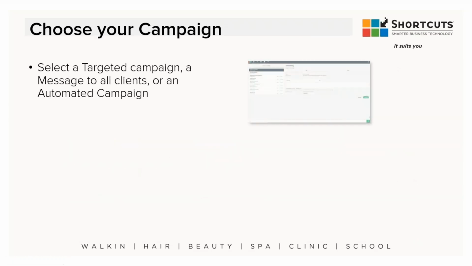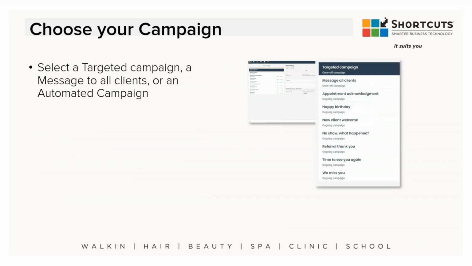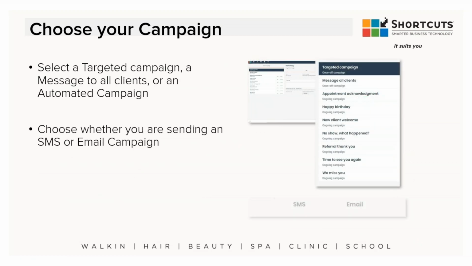you want to choose what type of email you'd like to send out. So a targeted campaign, again, to very specific customers that you selected from Shortcuts, or a message to everybody, or one of the pre-formatted automated campaigns. And once you select what type of campaign you'd like to send, then you tell Shortcuts, am I sending an SMS, a text campaign, or am I sending an email campaign?